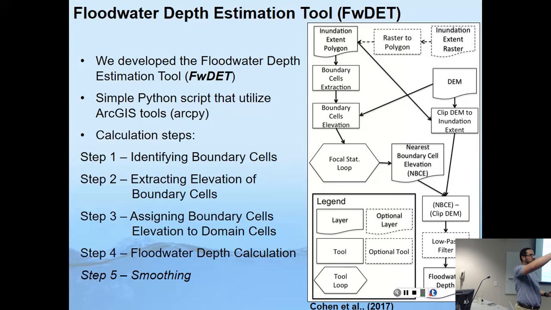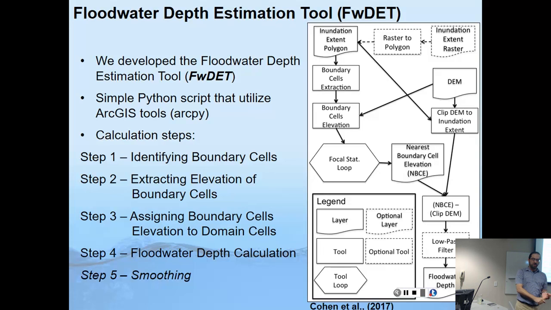You identify the boundary of the flood from a polygon or a raster that you get from remote sensing analysis. You identify what we call the boundary cells, all the cells at the boundary, the outside of the flood. You get their elevation from a DEM, a very simple GIS approach. Then there's a simple mechanism to assign that elevation to the nearest cells within the flood itself, so it's a kind of local maximum flood water, and it's all done within a simple Python script using simple GIS tools.